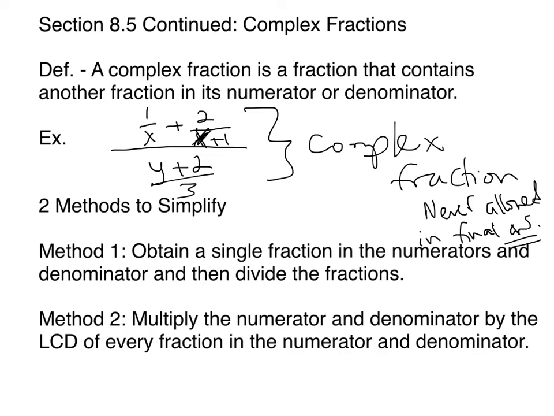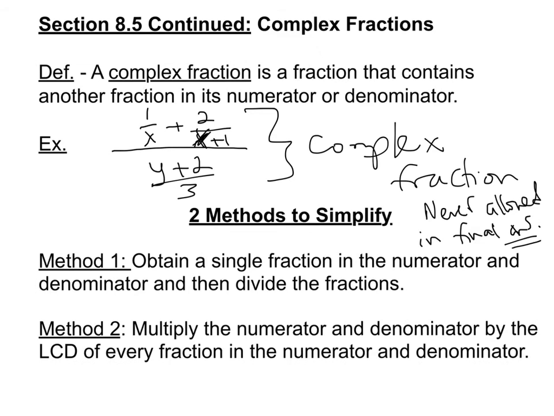So we have two methods for simplifying, and we'll look at these in action in an example in a moment. Method 1 is going to be to obtain a single fraction in the numerator and denominator, and then divide the fractions. Okay, just fixed another typo there. So you're going to work in this one above. We would have to get these to be one fraction. This one here is already one fraction. So once we have a fraction divided by a fraction, we can use the familiar method of dividing fractions, which is going to be to multiply by the reciprocal.